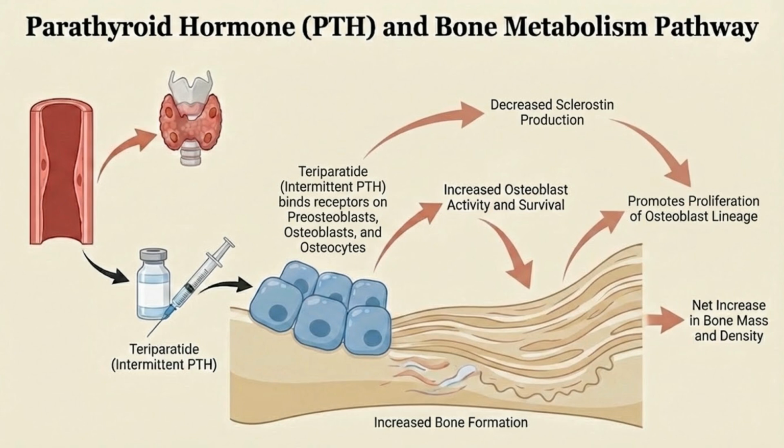Teriparatide is an FDA-approved subcutaneous daily injection for osteoporosis. It is the first 34 amino acids of PTH. Teriparatide administration is intermittent and does not maintain continuous levels of the drug. In contrast to continuously elevated PTH, intermittent teriparatide binds to receptors on various bone cells, decreasing sclerostin and increasing osteoblast activity, ultimately resulting in a net increase in bone mass and density.